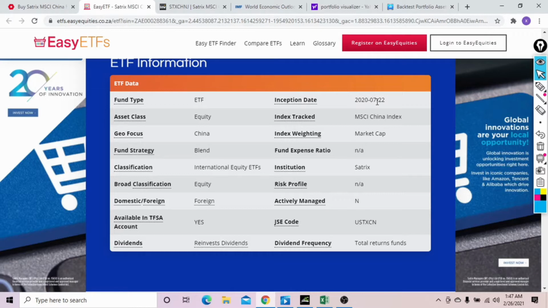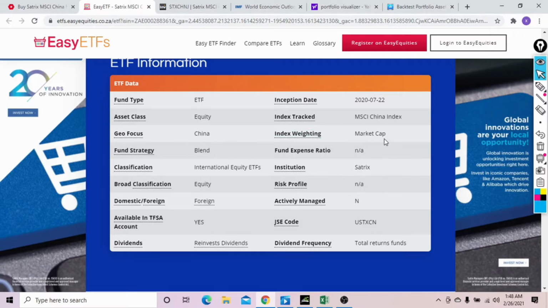It's a new ETF, which is provided on this platform with Easy Equity, which provides an opportunity for investors here in South Africa. If you want to invest into the Chinese market, of course, you can just buy that basket, that collective of companies of China, which are grouped together into this ETF. So it will give you exposure to different companies in China. Now, the geographic location of this ETF, of course, it tracks companies from China. You can see here the geo focus. It focuses on China.